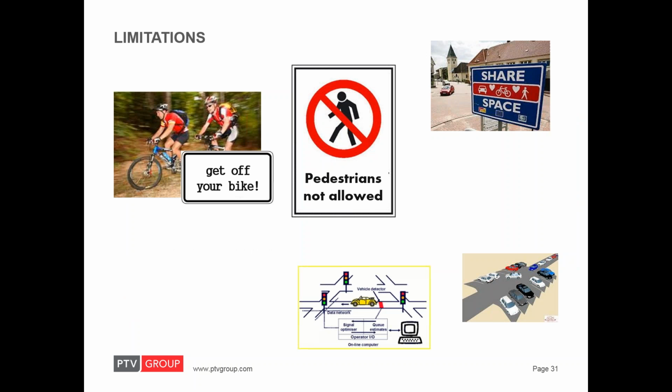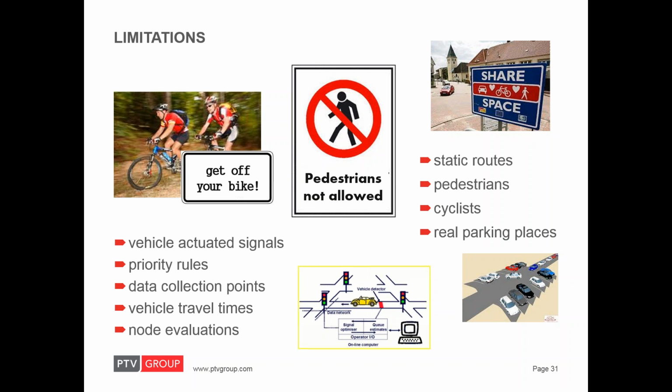So on one side, there are many new possibilities with the mesoscopic simulation, but there are also some limitations which are partly due to the algorithms used. These concern mainly slow modes such as bikes and pedestrians, but also some other elements. For example, you cannot use real parking spaces, or work with priority rules in a mesoscopic simulation. We have already also seen that vehicle-actuated signals can be modeled, but you need to define sections in which you simulate microscopically.